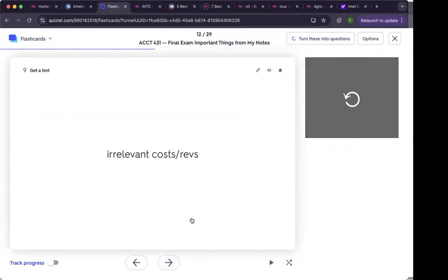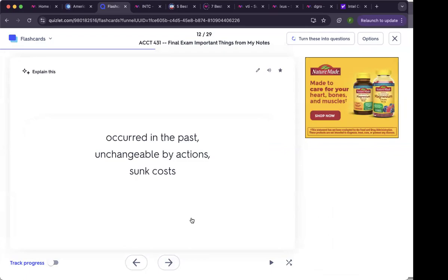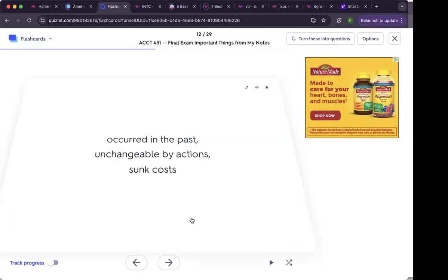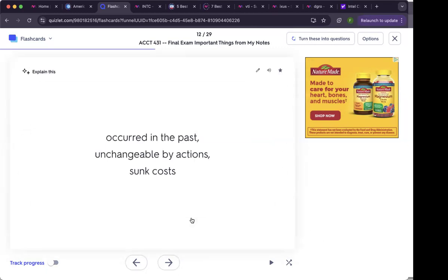Non-relevant or irrelevant costs and revenues are things that occurred in the past and or are unchangeable by actions or also are just sunk costs. Sunk costs are always irrelevant. So, another example of an irrelevant cost or revenue is the money you made, like 3 years ago for your W-2. That's not relevant anymore. That's something from the past, something unchangeable.